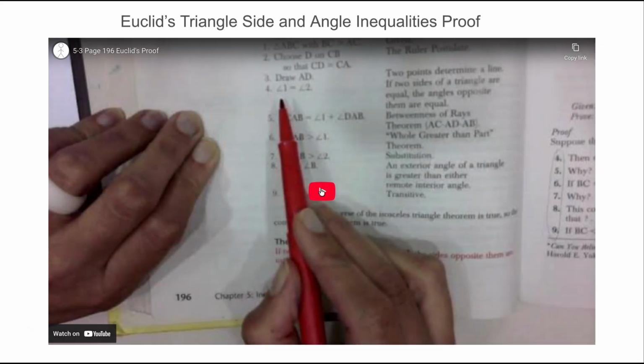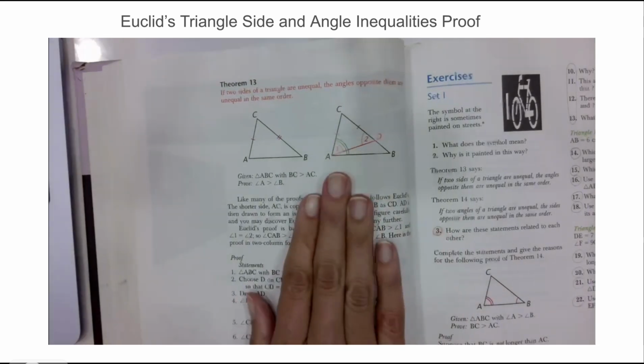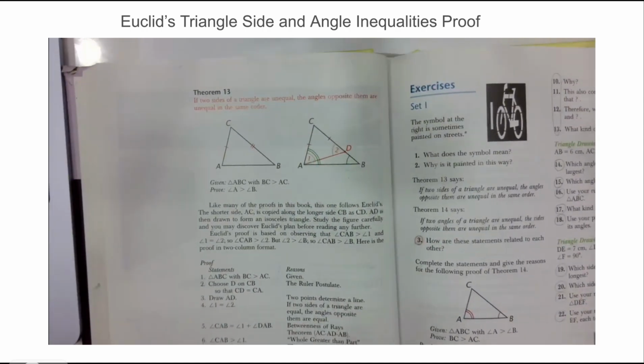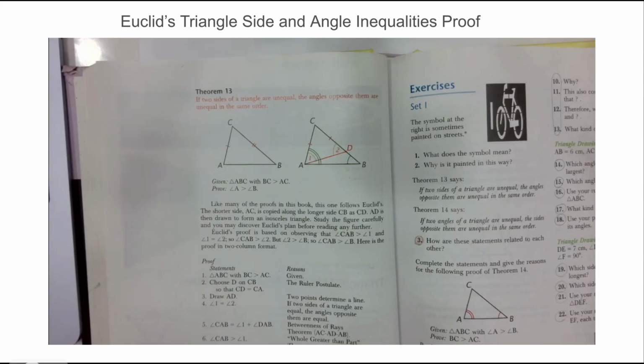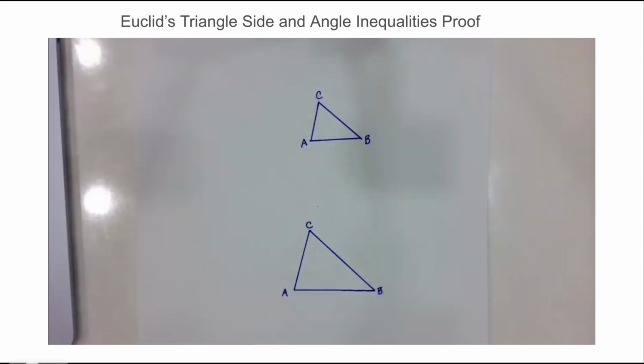We're going to go over a proof that Euclid would like us to go over. So this is in your book on page 196. Follow along with the video. Okay, we're going to work on page 196 with this theorem right here. So Theorem 13 says, if two sides of a triangle are unequal, the angles opposite them are unequal in the same order. Okay, so we are going to go through this problem together.